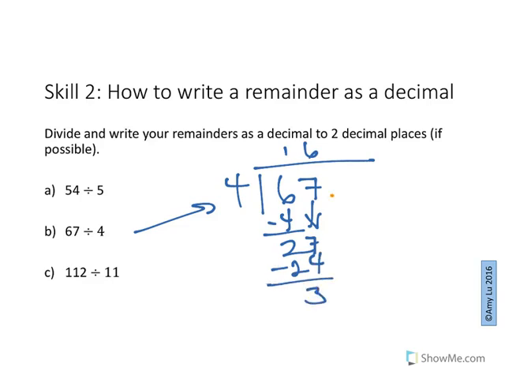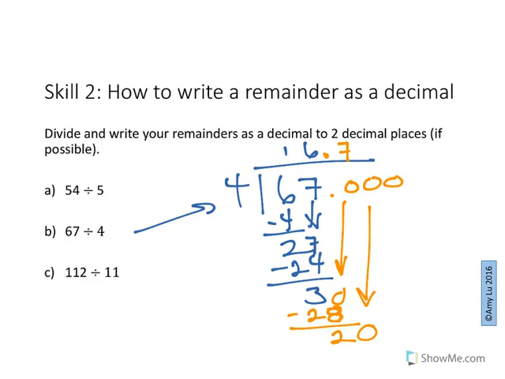Add your decimal and add your 3 zeros. Spread out the work. Bring the 0 down and divide like normal. Remember to bring your decimal straight up so you know where the zeros start. 4 goes into 30 7 times. I subtract, and I get 2 left over. Bring the next 0 down and continue dividing like normal.